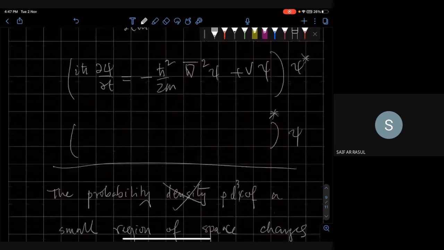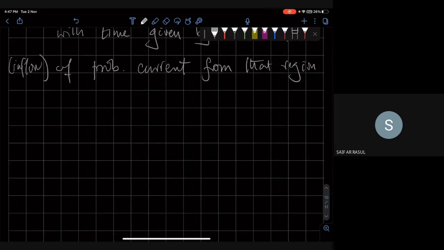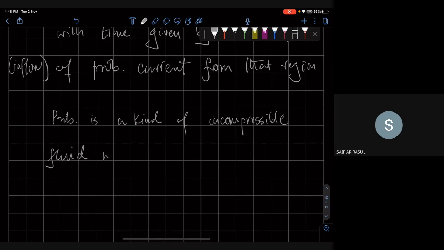Okay, so this is an equation that crops up whenever we have an incompressible liquid, which is also conserved, right? So this probability is a kind of incompressible fluid which is conserved. So if you have a lot of non-interacting particles, then you can multiply your probability density by the number of particles, and then you will basically have the particle density, right? This will describe how many particles would be in a given space, and how that number would change depending on how many particles are flowing out of that space, right?